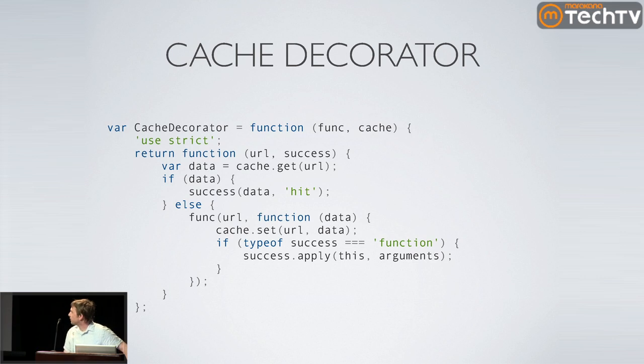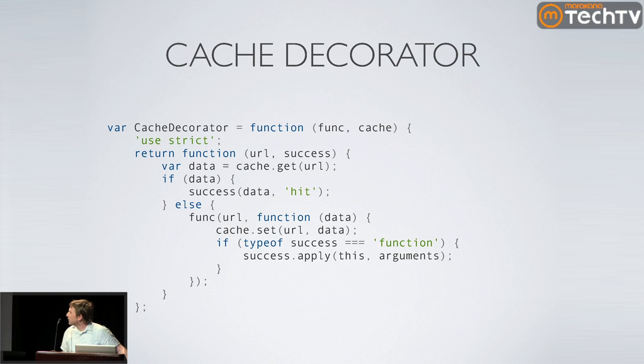So the first thing that we do is check to see whether we've got that URL cached. We're using the URL here as a key on the cache object. So we're checking to see whether we've actually got the data locally, and if we've got the data locally, we fire off the original success function with the data pulled out of the cache. We've just given it a little tag to say that we actually did a cache hit and pulled it from the cache.